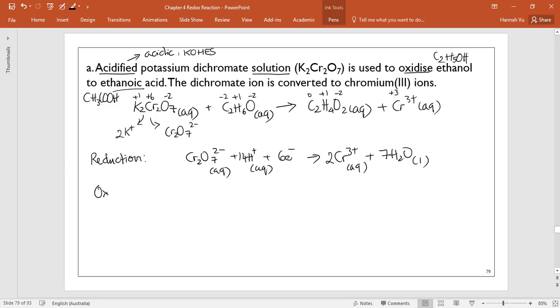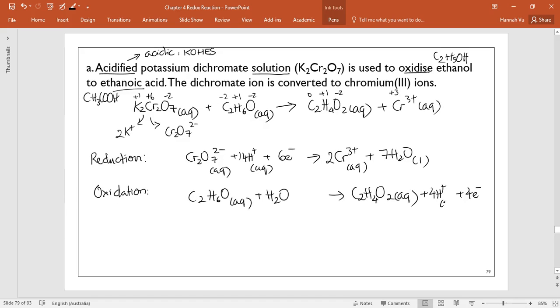Alright, so for oxidation, we're going from C2H6O aq to C2H4O2 aq. Key element is already balanced. I have 1 oxygen on the reactant side and 2 on the product side, so I need an extra one. Now I have 8 hydrogen, so I need 4 more here, and I need 4 electrons. So that's aq, and this is liquid. Alright, so that's my reduction and oxidation.